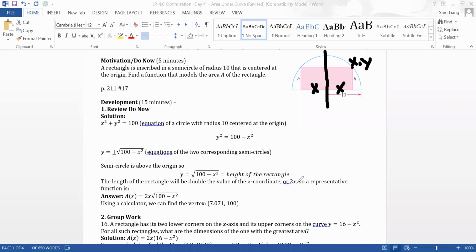So therefore, the length of the rectangle is 2x, and the height is y, which we got here. So we can just multiply the two quantities. We get 2x times the square root of 100 minus x squared. I know the question didn't ask for it, but if you wanted to, you could find the vertex using a calculator by plugging this function in. But yeah, this will be your final answer right here: 2x times the square root of 100 minus x squared.